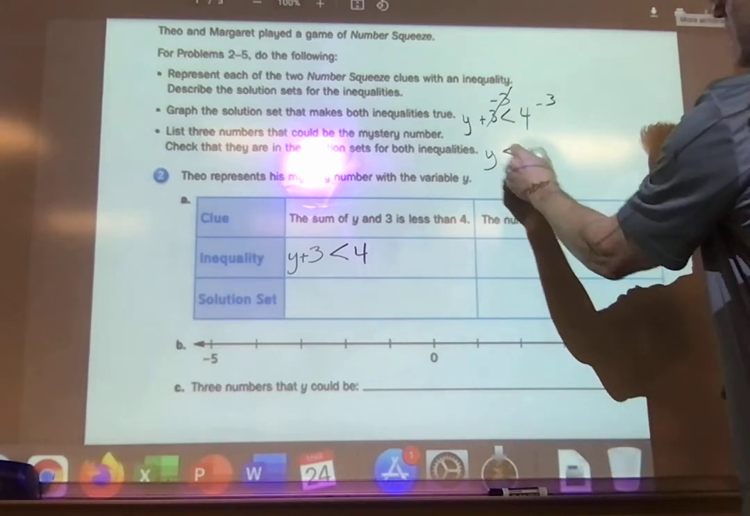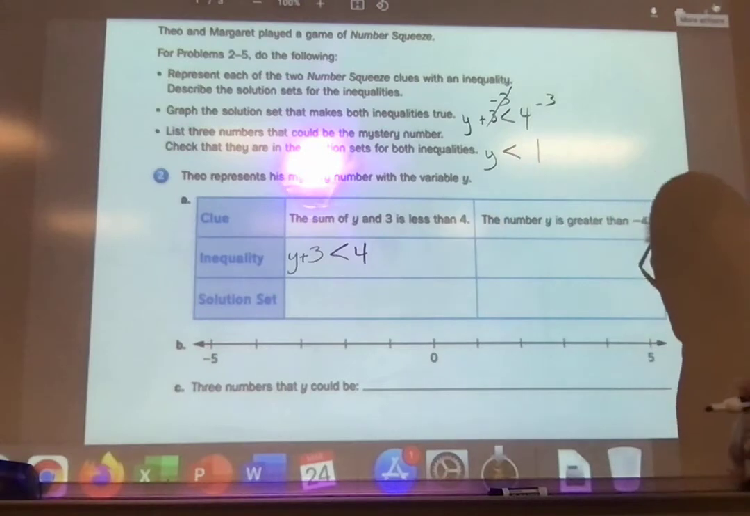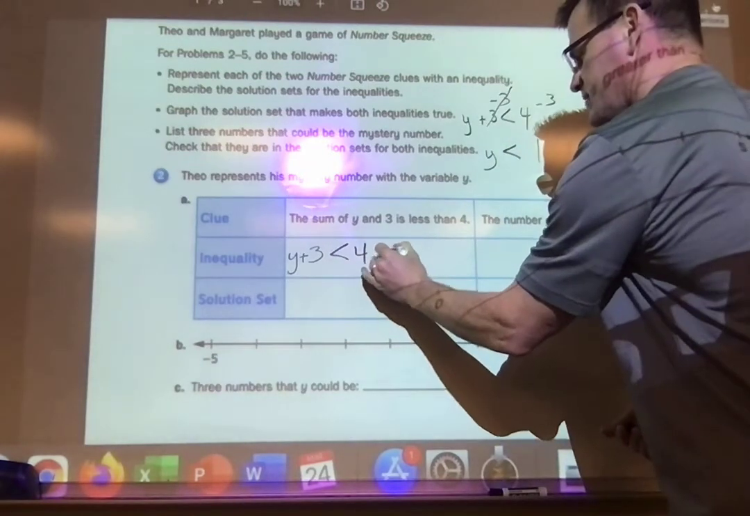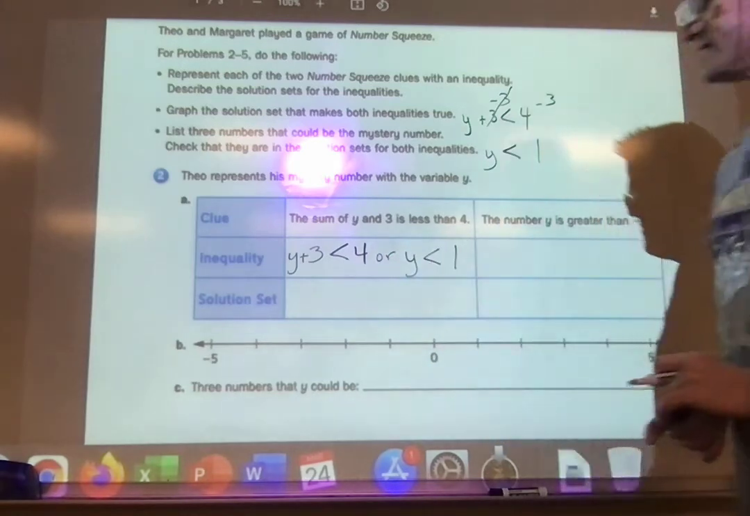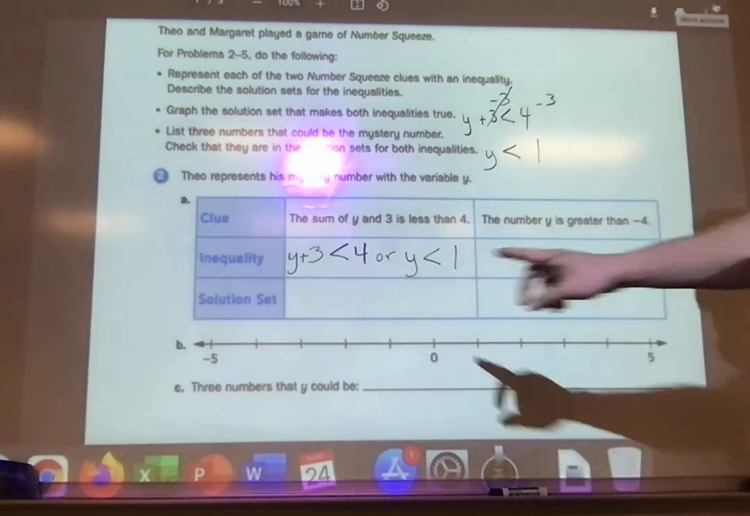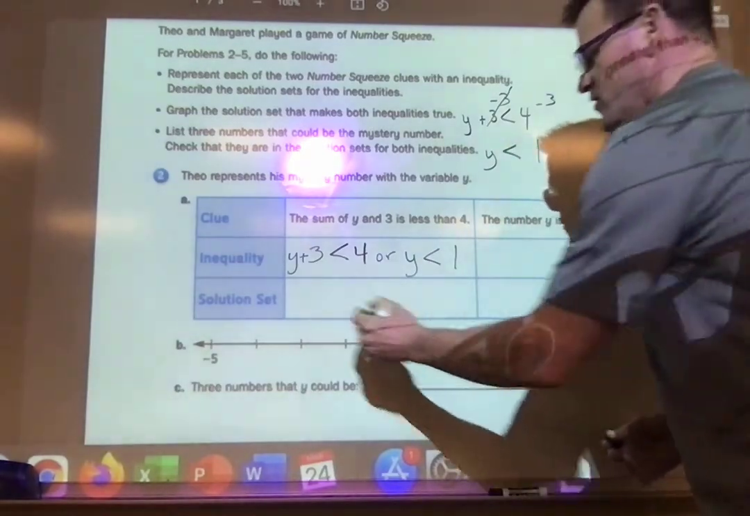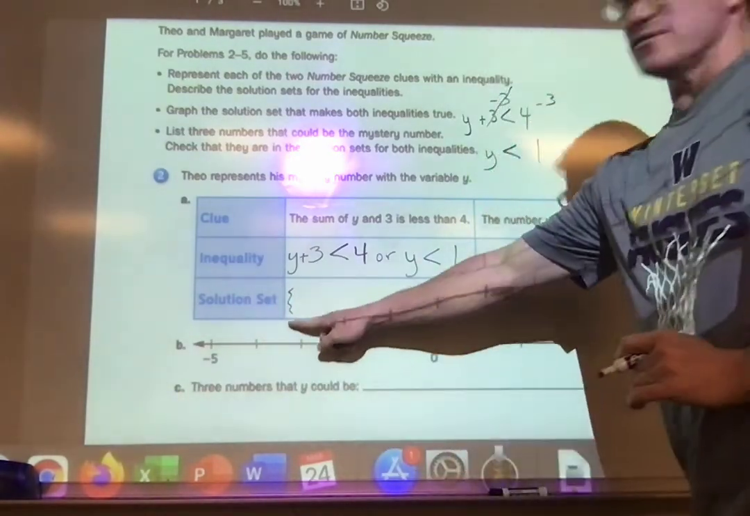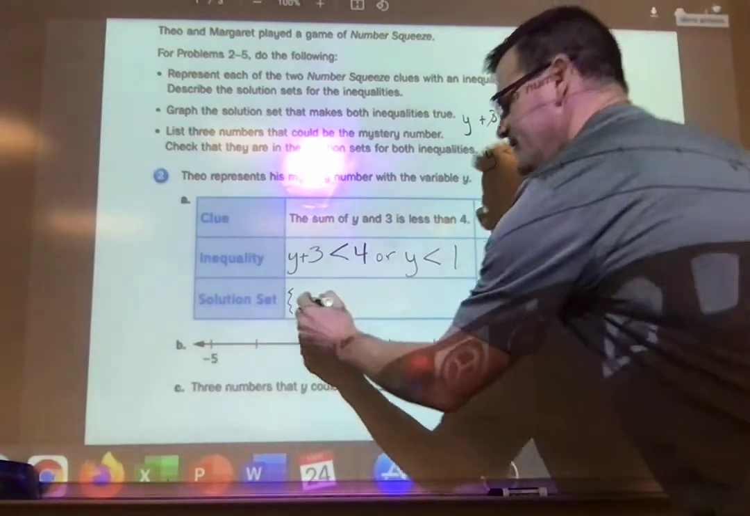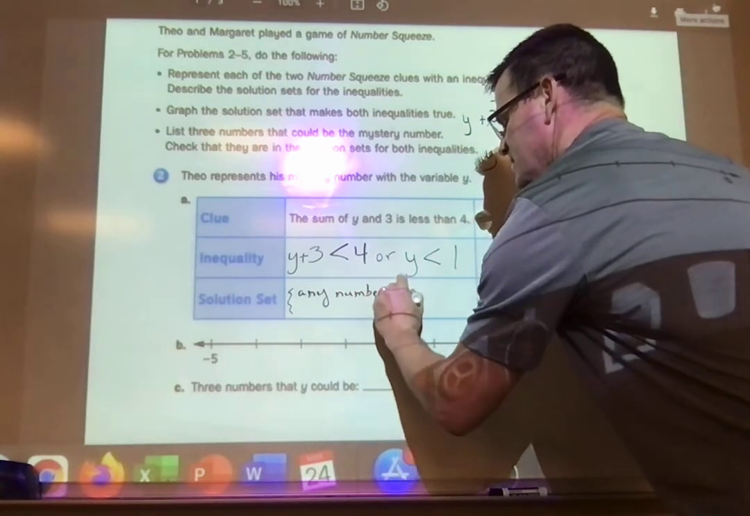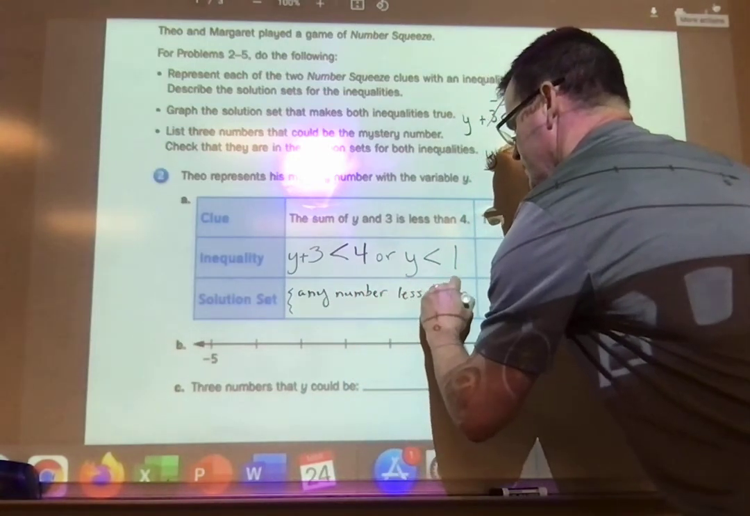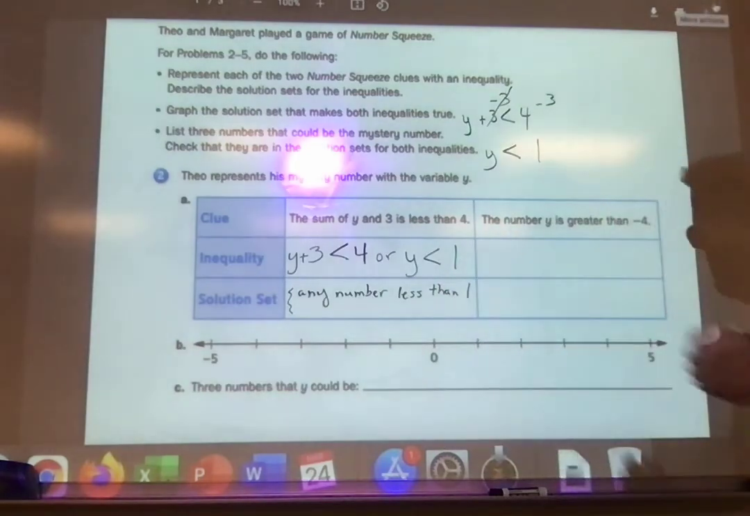In this case, 4 minus 3 is 1, so y has to be less than 1. I'm going to write that in here for my inequality. I could say y is less than 1. It's a simpler way to say that, and now it's in a form that makes it very easy to tell me all the answers that make this true. Don't forget, a solution set has to have its braces on the outside. I would say any number less than 1, because y has to be less than 1. So any number less than 1 is my solution set. That would be very easy to graph.